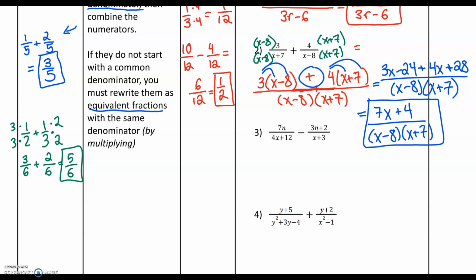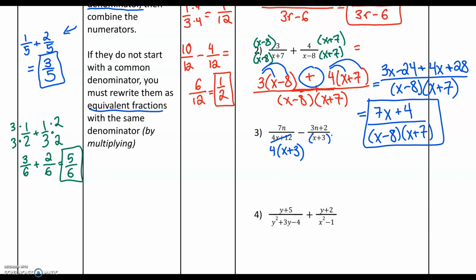Now, sometimes if these denominators are fully factored, it's a little bit easier to see. But sometimes it's easier to get a common denominator than just multiplying them. For example, when I look at number 3, I notice 4x plus 12 is not in fully factored form because you can factor out a 4. So if I factor out a 4, this becomes 4 times x plus 3, which, hey, there's an x plus 3 in the other denominator. They're very close to having a common denominator. The only difference is this one has a 4 and this one doesn't.